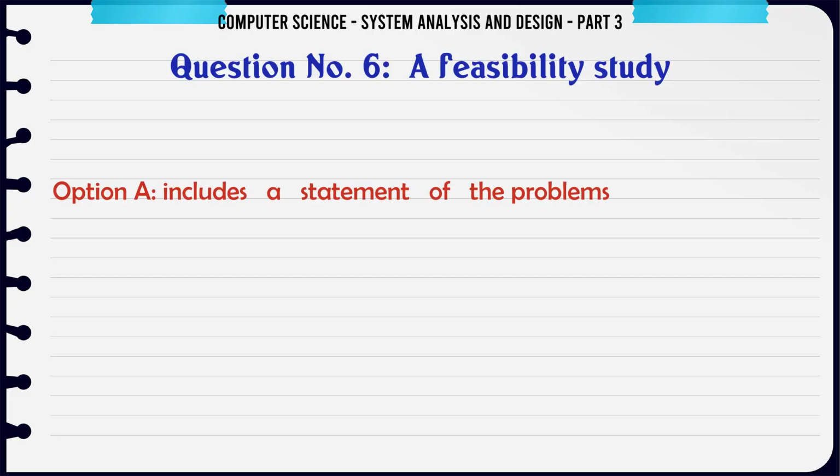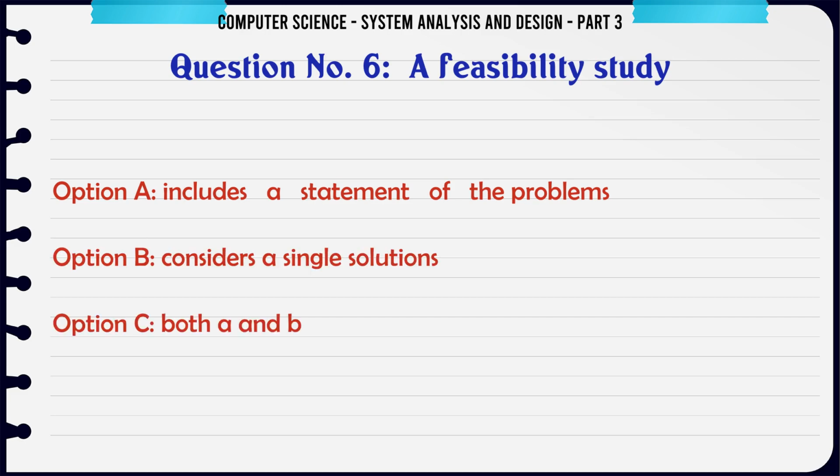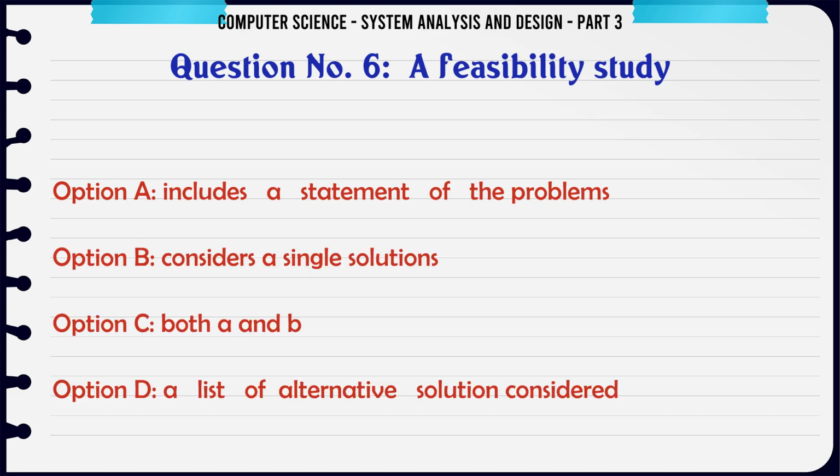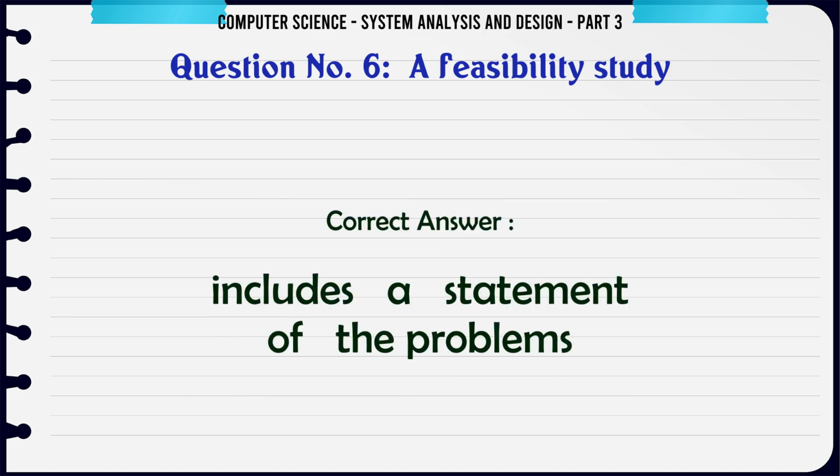A feasibility study: A. Includes a statement of the problems, B. Considers a single solution, C. Both A and B, D. A list of alternative solutions considered. The correct answer is includes a statement of the problems.